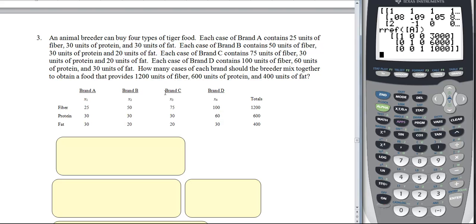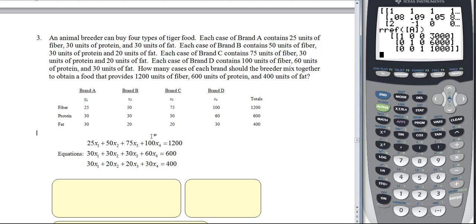So X sub 2 is brand B, X sub 3 is brand C, and X sub 4 is brand D. And here's my totals. Remember, the totals I can't do anything with until I get some row headings. And hopefully you see the equations. I've got 25 X sub 1 plus 50 X sub 2 plus 75 X sub 3 plus 100 X sub 4 equals 1200, and so on and so on.